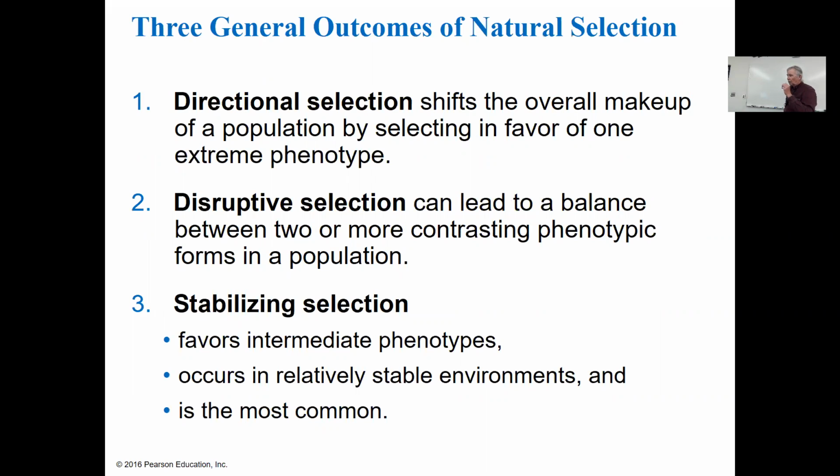Directional selection shifts the overall makeup of a population by selecting in favor of one extreme phenotype. Disruptive selection can lead to a balance between 2 or more contrasting phenotypic forms in a population. So directional selection means one extreme is favored. So the bell-shaped curve moves in one direction.